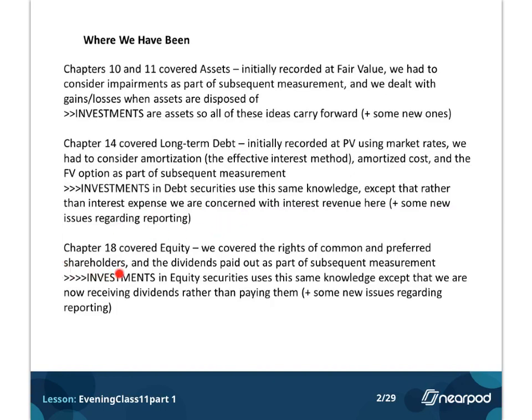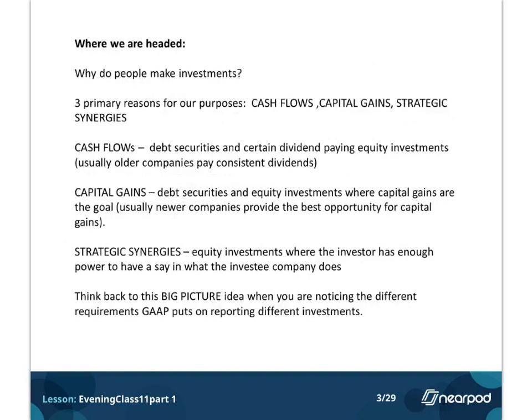considering. And then lastly, we had just finished chapter 18, which covered equity. In the equity chapter, we talked about common and preferred shareholders. We talked about paying dividends. And in this chapter, we're talking about buying stock. So again, it's the same idea, it gives us the same rights, except now we're going to receive our dividends rather than paying them. Plus, we have some new issues regarding the reporting, all the way through. So there's a lot of ground we've already covered that gets repeated in chapter 12. So that helps in thinking about it as not so daunting.